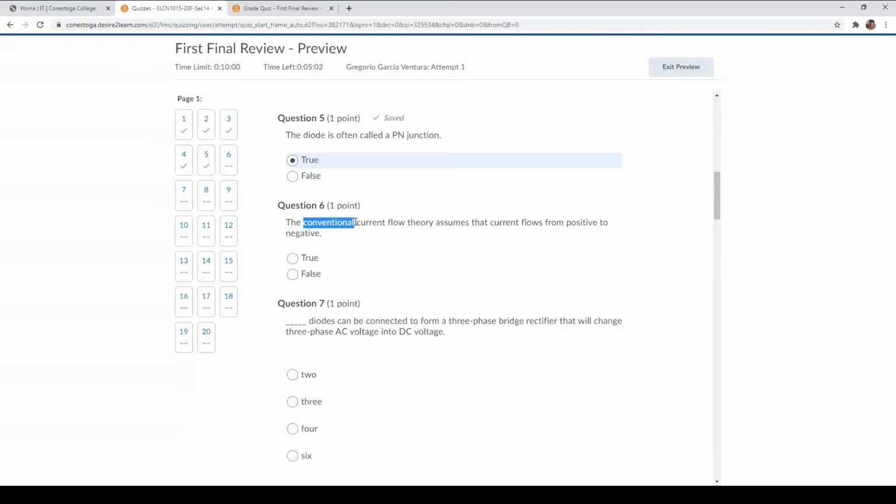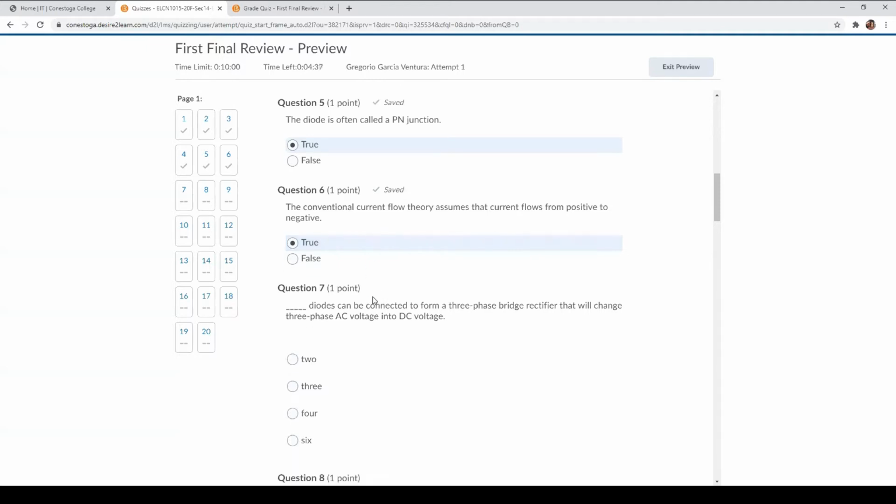While in the conventional flow theory, current flows from positive to negative. What is it that is flowing? We say that holes are flowing. They are the ones moving in the opposite direction of the electrons. By all means, in the conventional flow theory, everything flows from positive to negative. Okay, so let's keep moving.